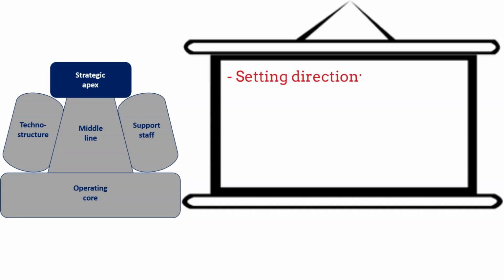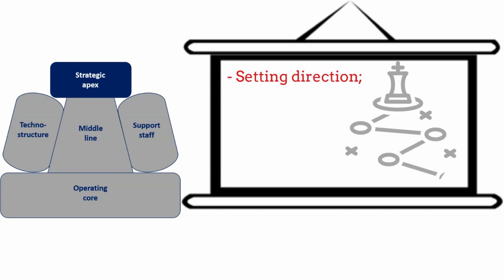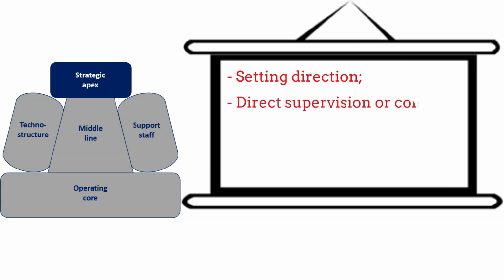Setting direction. Here is the focus on creating a strategy and its execution. Later on, we will see in detail that this topic is not just about strategy content, but the entire approach the leader is taking in terms of aligning strategy with individual behaviors of employees, ranging from strategy formulation till its implementation. Direct supervision or control. This is a logical next step.